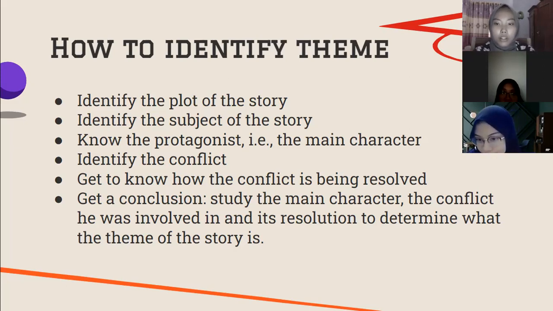Study the main character, the conflict he was involved in, and its resolution to determine what the theme of the story is. The conclusion usually summarizes the main points, and through it, you can easily identify the theme of the story.